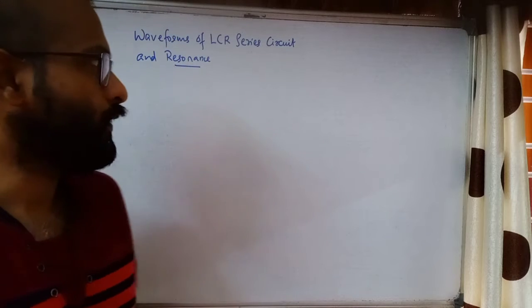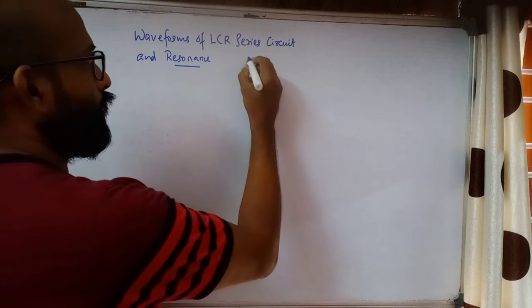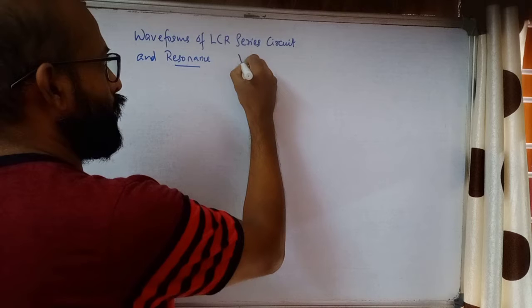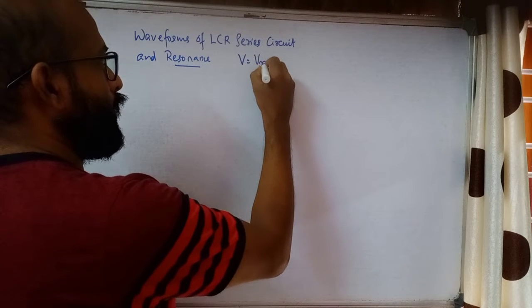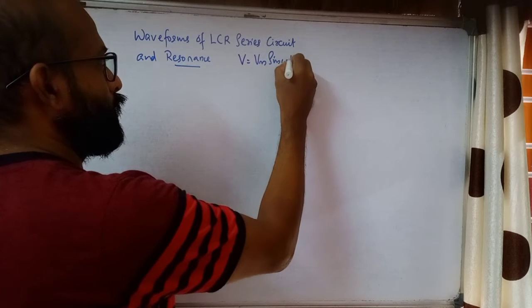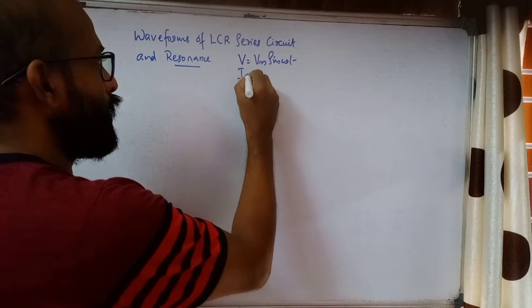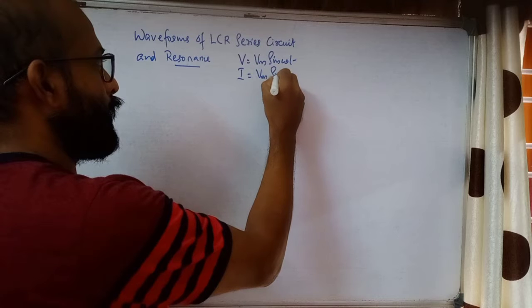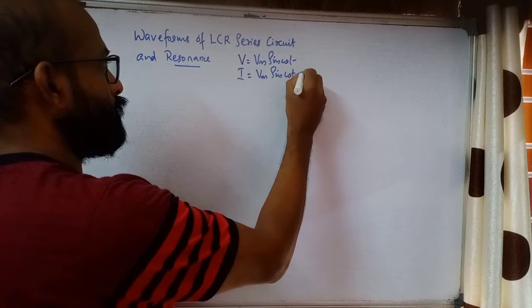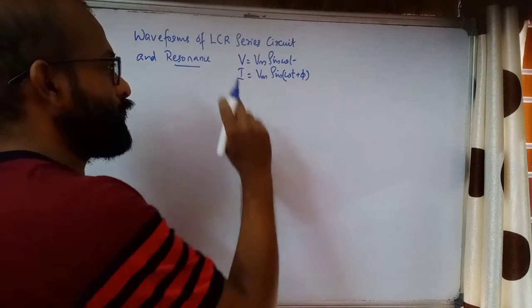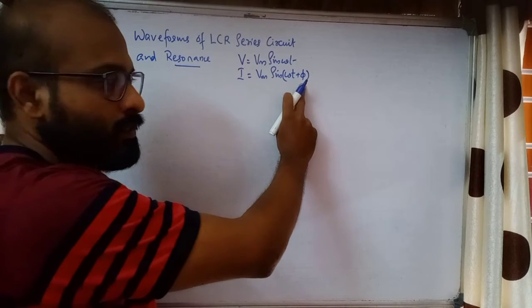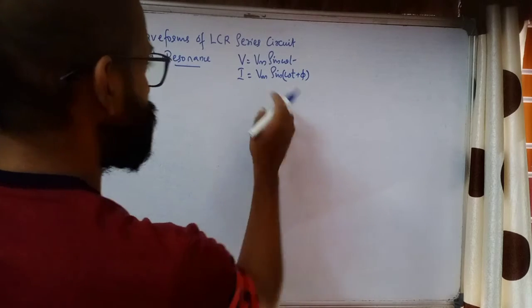Now we have the equations for instantaneous voltage and current. For series LCR circuit, we know V is equal to Vm sin omega t. This is representing instantaneous voltage, and the corresponding instantaneous current is I equal to Im sin(omega t plus phi). So for such a circuit, phi is a phase difference. Now we can draw the instantaneous waveform.